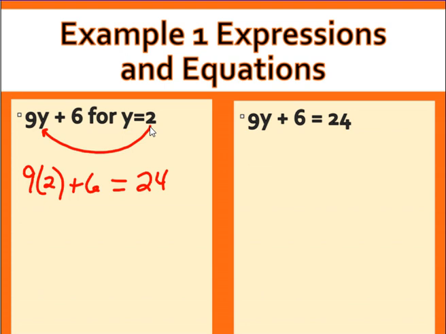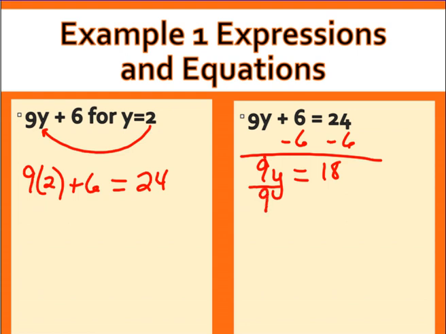Let's do it if we were given this equation. So again, I do the adding and subtracting first. So the opposite of adding 6 is subtracting 6. So I subtract 6 on both sides, and I am left with 9y equals 18. To get y by itself, I do the opposite of multiplying by 9, which is divide by 9. 18 divided by 9, y equals 2.